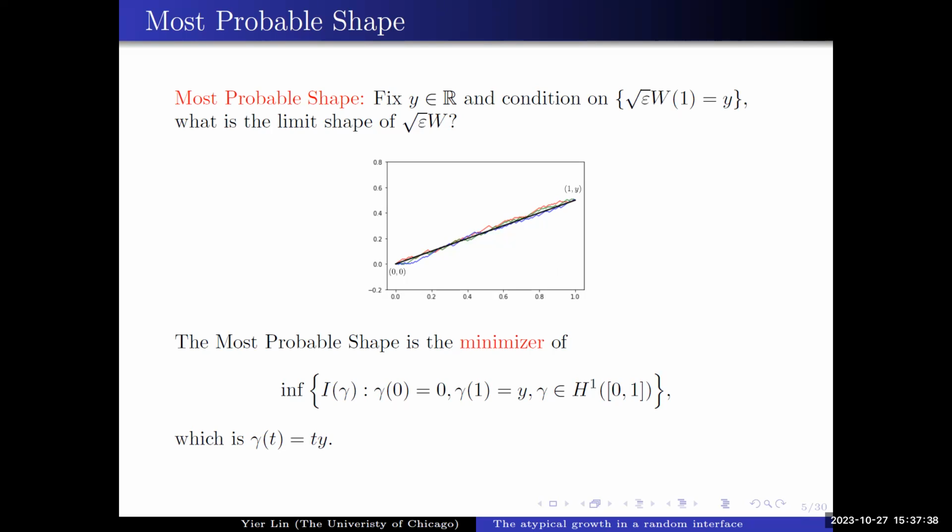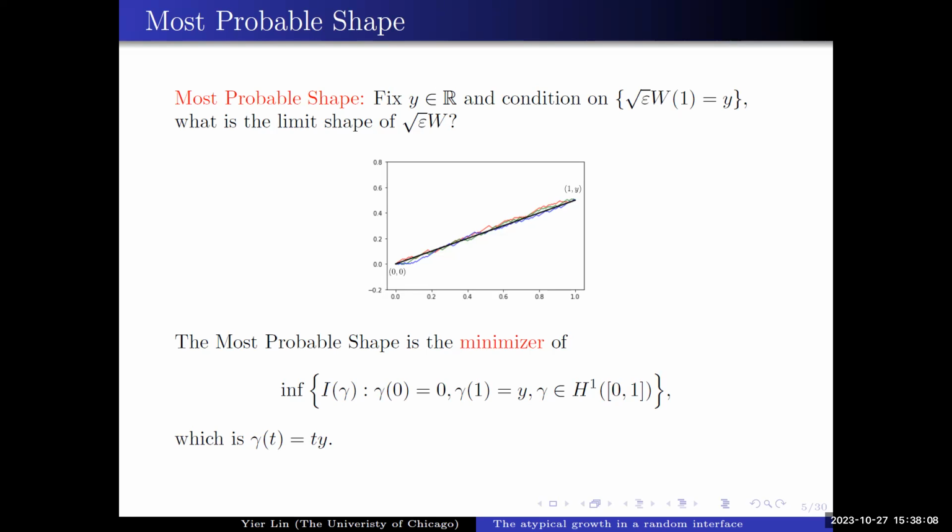This is rare because typically this thing will just go to 0. And we want to understand what is the shape of this trajectory, where this trajectory stays as epsilon goes to 0. You can see there's some simulation, these colored trajectories, which are samples from the simulation, all staying around this straight line from the origin to y. So it tells you the limit shape should be a straight line.